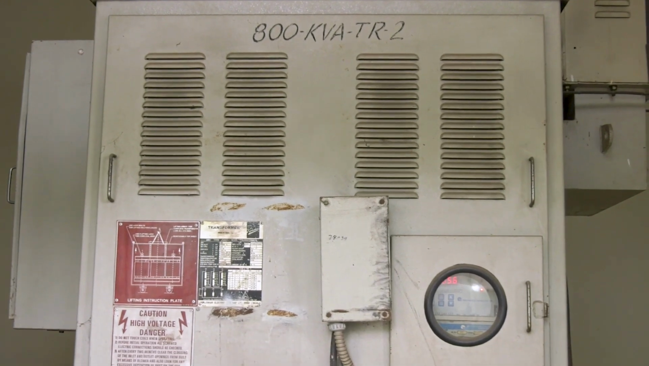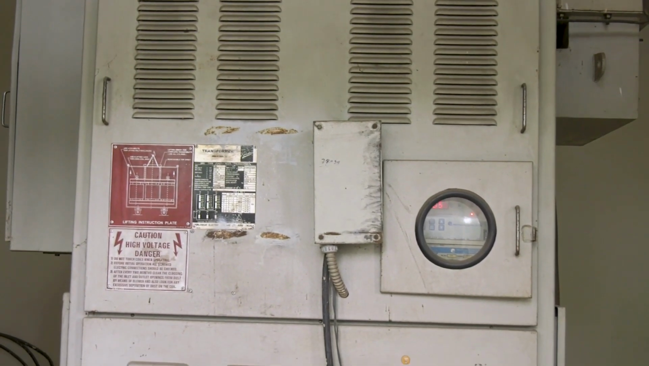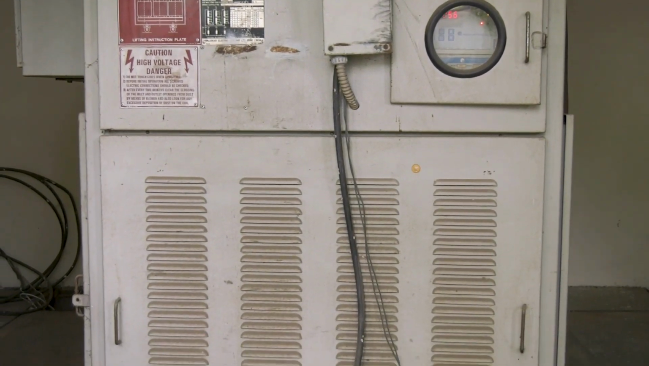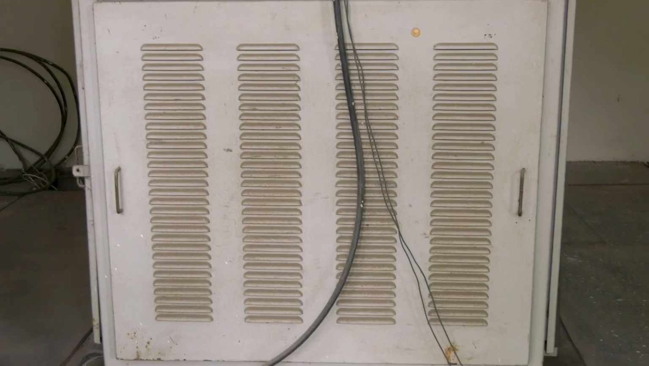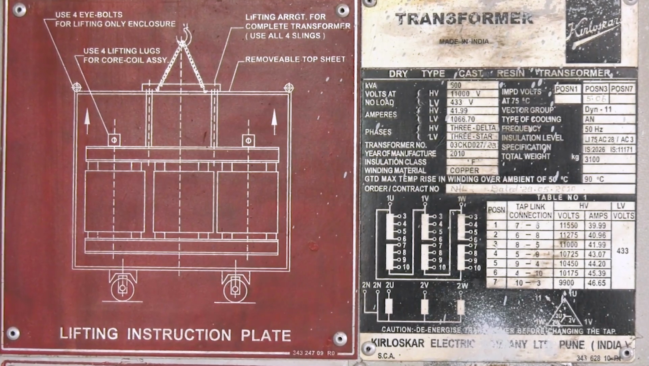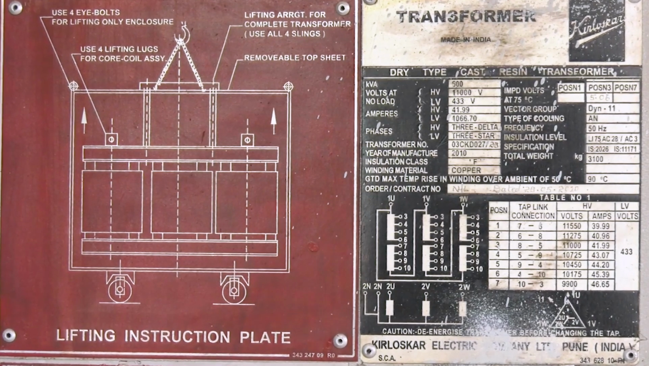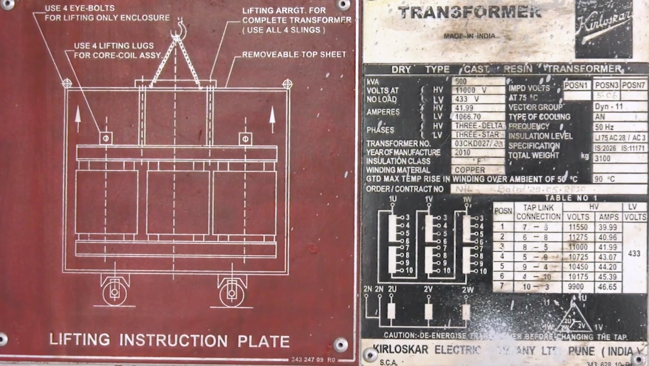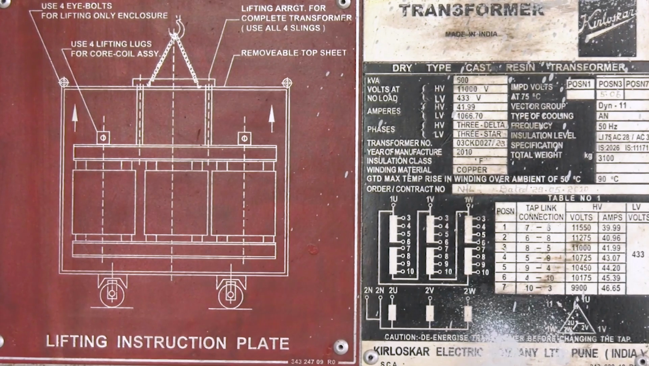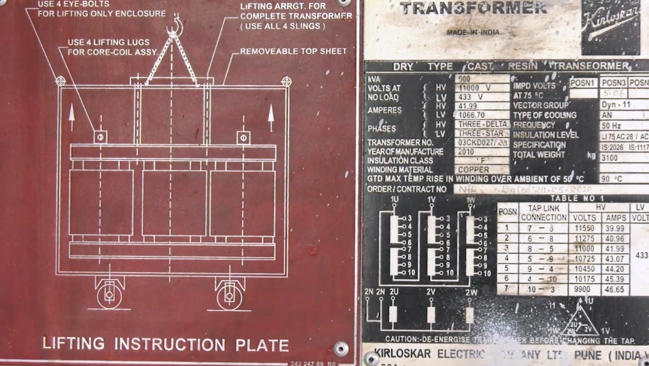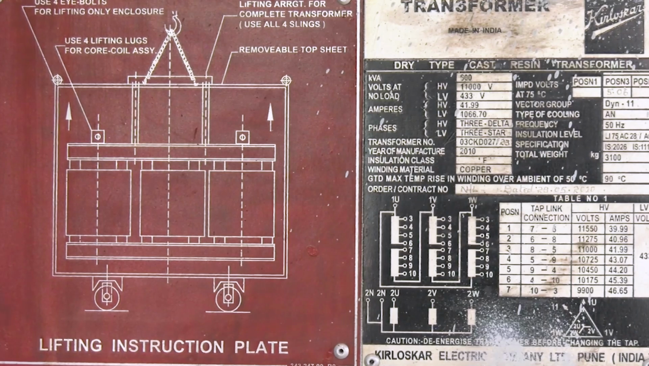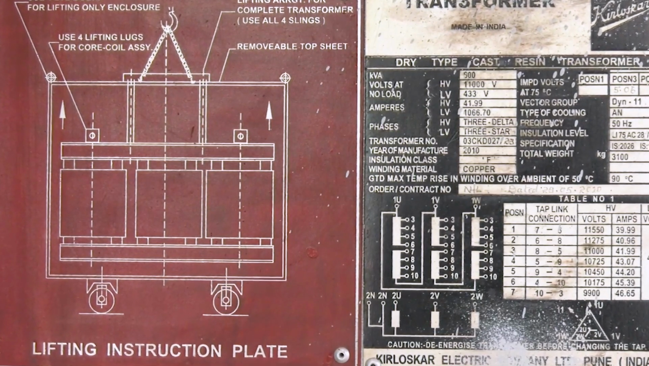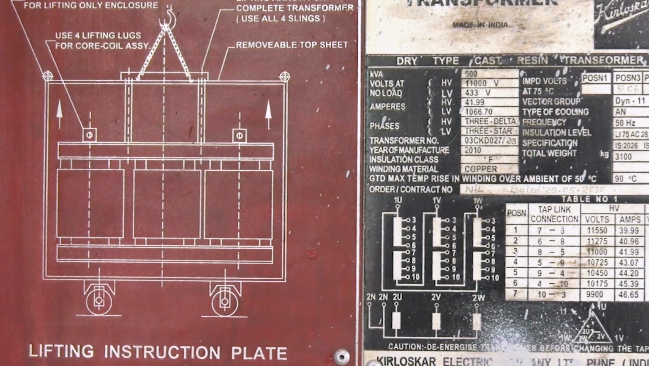Next, we examine the 800 kVA transformer. This substation houses three such transformers, each operating at a high voltage of 11 kV and a low voltage of 433 volt. The transformer has no load current of 41.99 ampere on the high voltage side and 1066.70 ampere on the low voltage side. It is a three-phase unit with a delta connection on the high voltage side and a star connection on the LV side. It features copper winding and an insulation class of F.